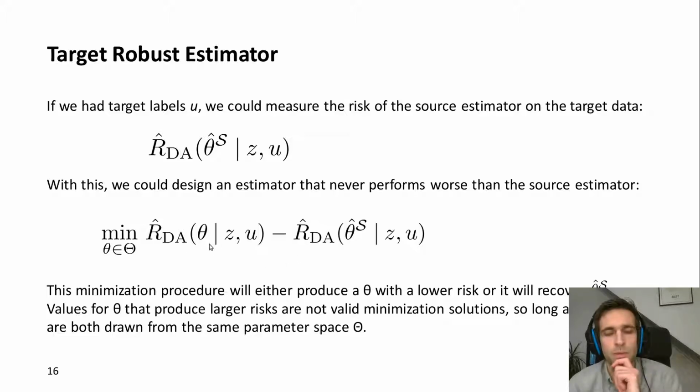Values for which this risk is larger are simply not valid solutions to this minimization procedure, because this free theta and theta hat s are both part of the same parameter space, capital Theta. So you could always recover theta hat s.